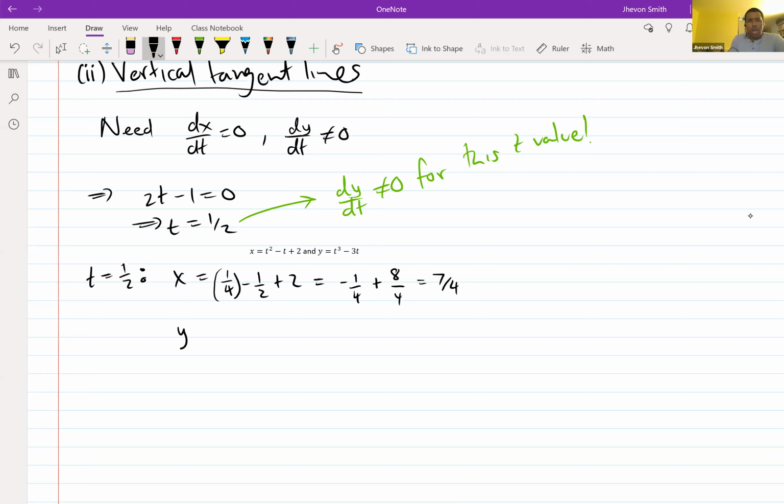And our y would be a half cubed minus 3 times a half. So this is 1 over 8 minus 3 over 2, or 1 over 8 minus 12 over 8.